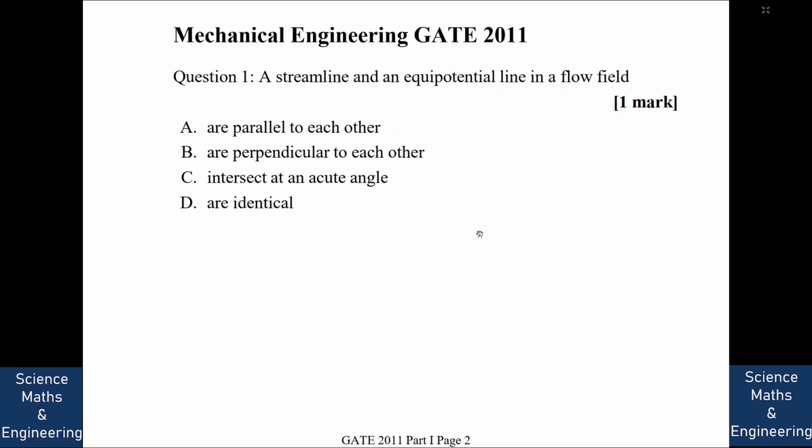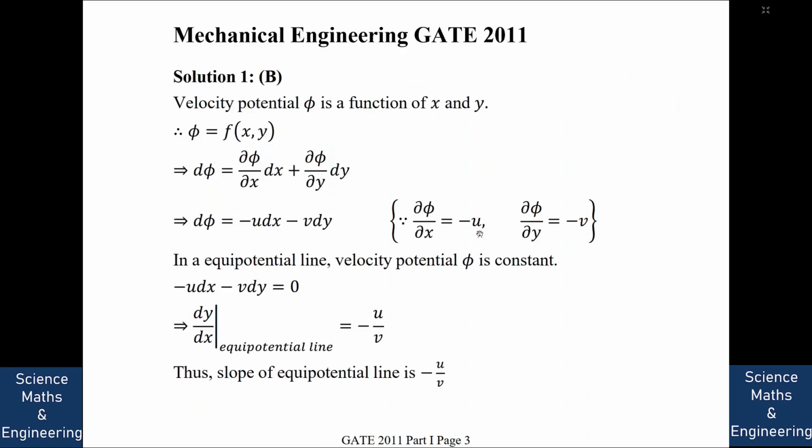A streamline and an equipotential line in a flow field are: A. Parallel to each other, B. Perpendicular to each other, C. Intersect at an acute angle, or D. Are identical. So the answer is B. An equipotential line and a streamline are perpendicular to each other.